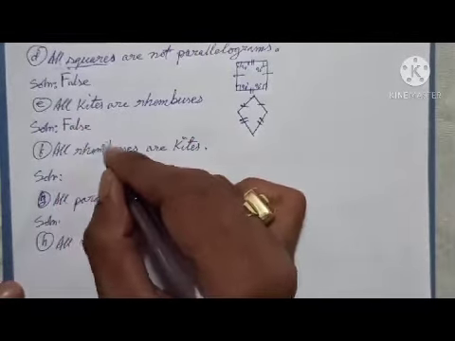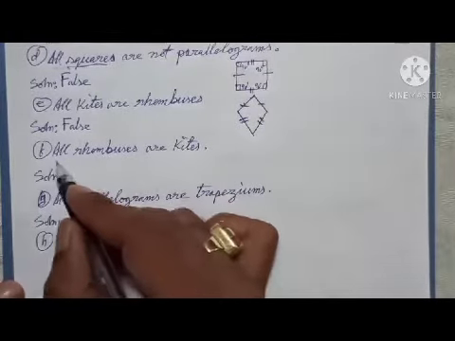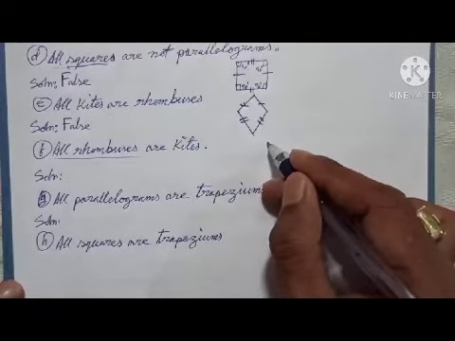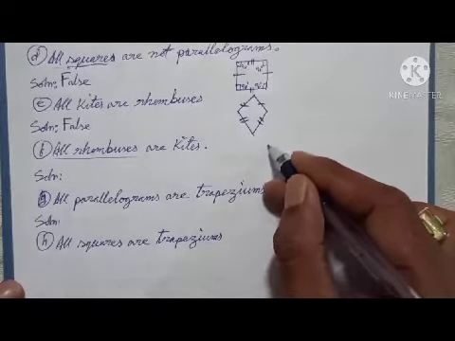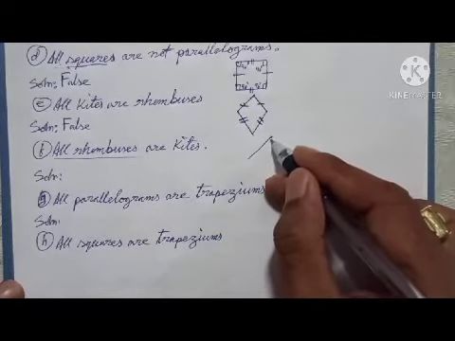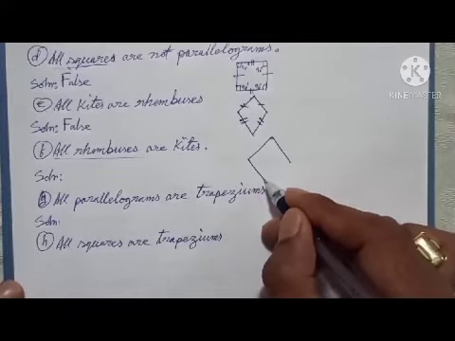False. Next, all rhombus are kites. In a rhombus, all the four sides are equal in length.